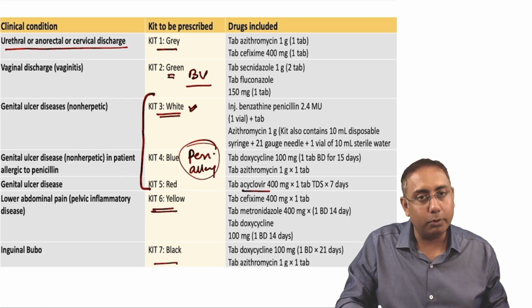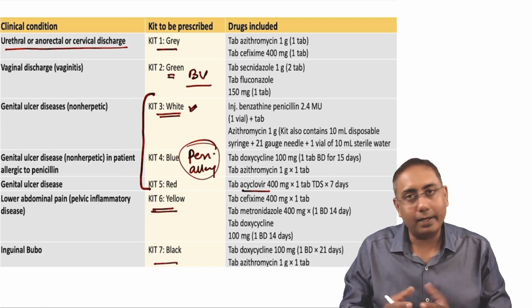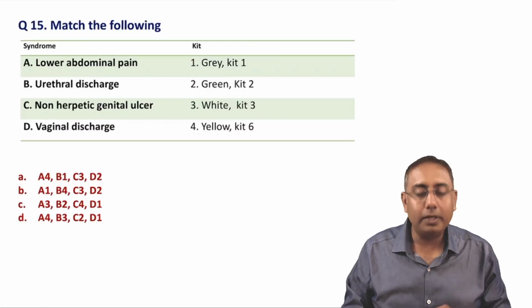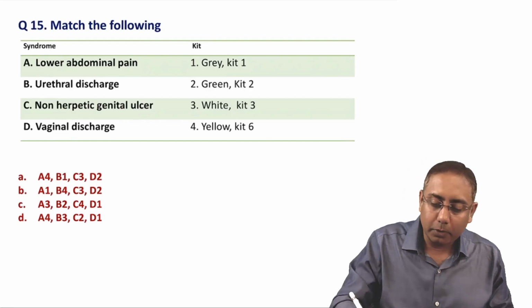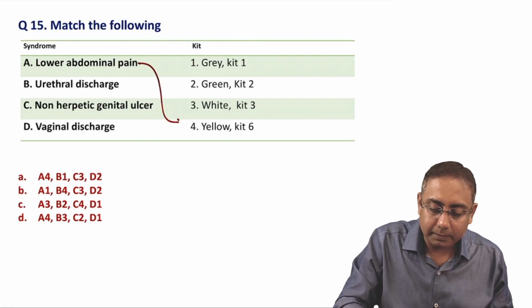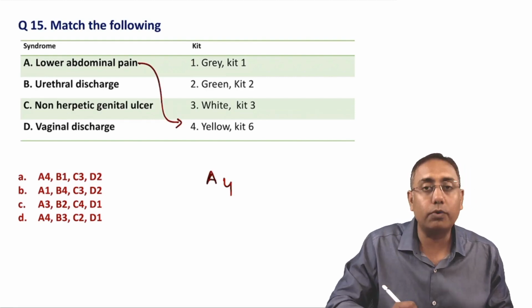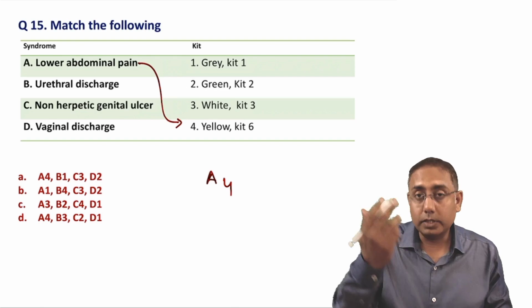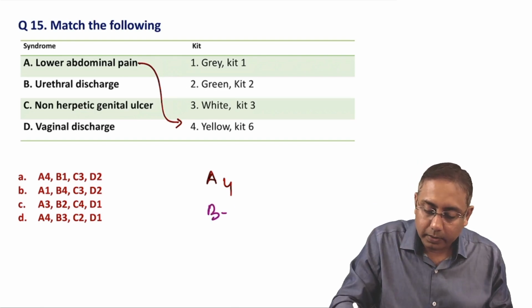Kit 7 is for buboes, inguinal buboes, and that is a black color kit. So coming to this question again, lower abdominal pain, you remember it was kit number 6. So A goes with 4. Urethral discharge, that was the kit number 1. So B goes with 1.